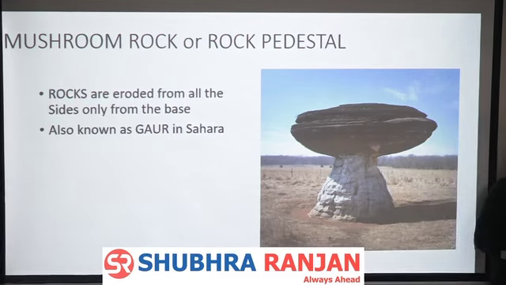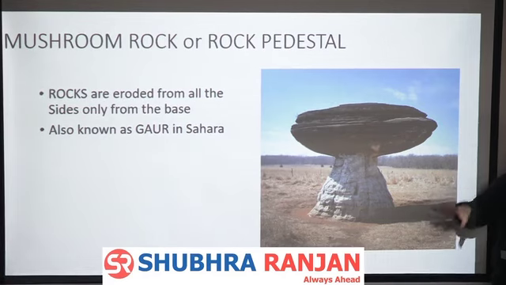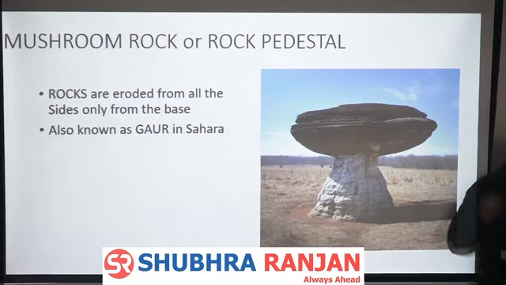So will you write this? Mushroom rocks. Should I switch on the lights or is it visible? So you can take mushroom rocks.